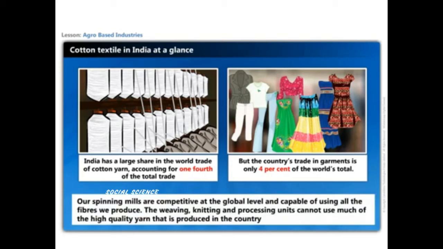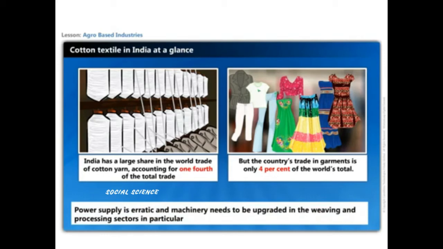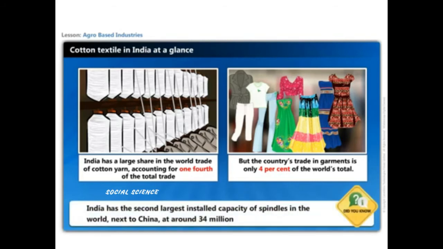Our spinning mills are competitive at the global level and capable of using all the fibers we produce. The weaving, knitting and processing units cannot use much of the high-quality yarn that is produced in the country. Power supply is erratic and machinery needs to be upgraded in the weaving and processing sectors in particular. India has the second largest installed capacity of spindles in the world, next to China, at around 34 million.